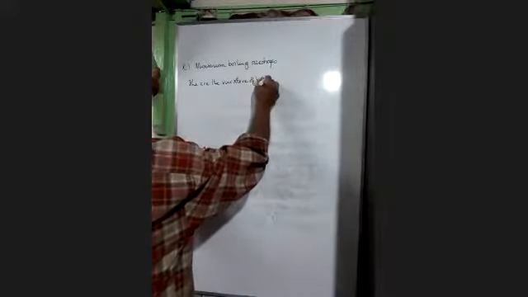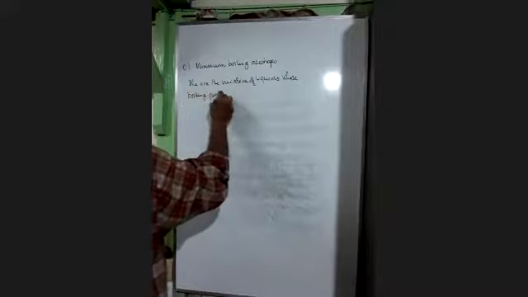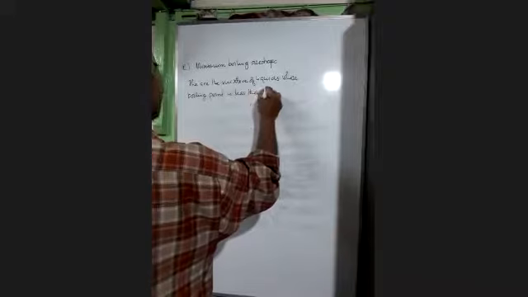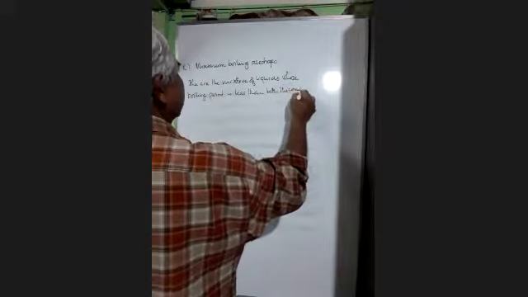So let us write. These are the mixture of liquids whose boiling point is less than both the components.